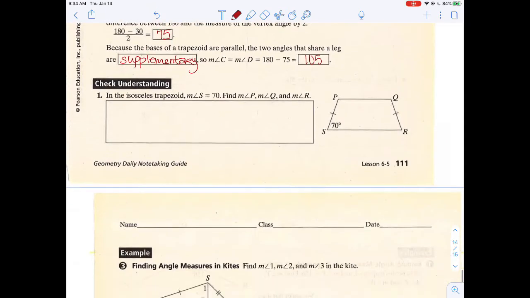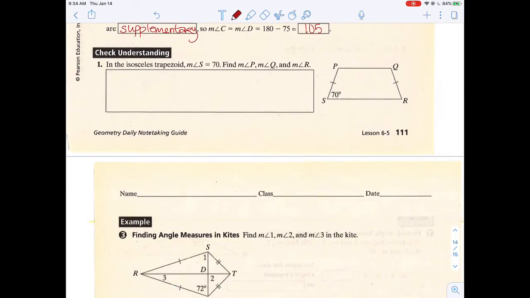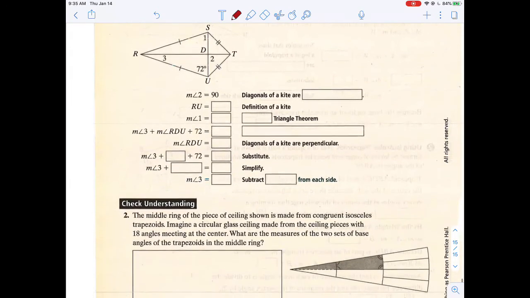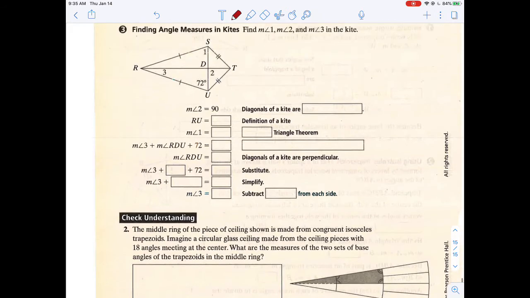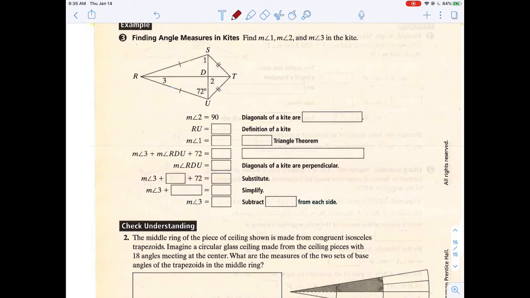Okay, there's a check for understanding problem here to check out. It says in the isosceles trapezoid, the measure of angle S is 70 degrees, and you need to find angles P, Q, and R based on the rules that you know. Okay, let's take a look at example 3 here. Finding angle measures in kites. So we're going to find the measures of the numbered angles.